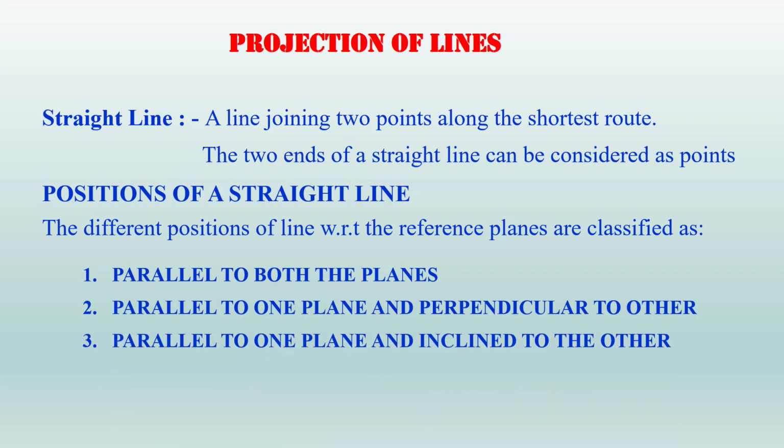Now the third case is the line which is parallel to any one of the plane and it will be inclined to the other plane. And the last case is the line which is inclined to both the planes. So in this video, we will solve examples for the first 3 cases, and the examples for the last case, that is when the line is inclined to both the planes, will be continued in the next video. Now we will see how to get the projection of the lines for these 4 different positions.